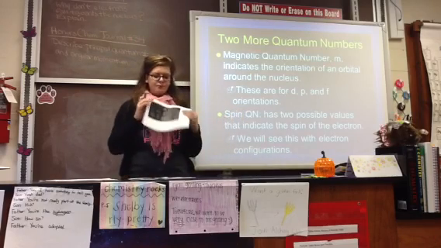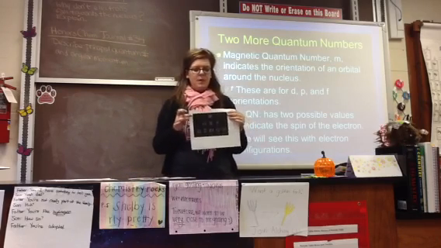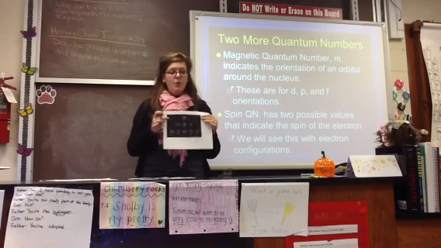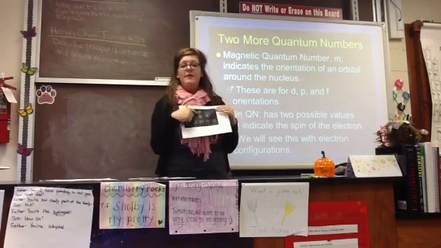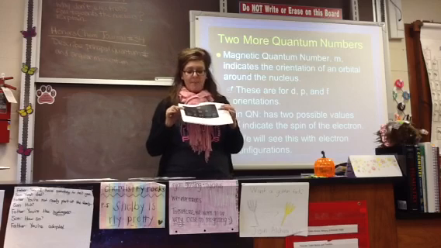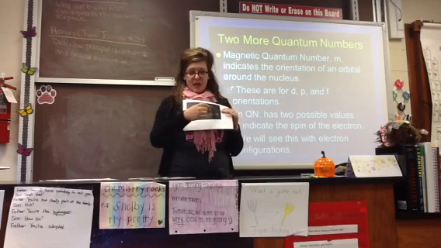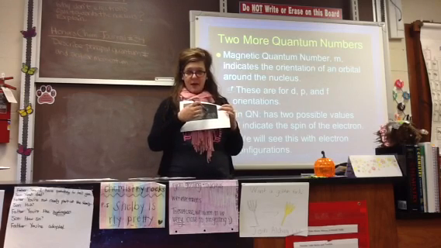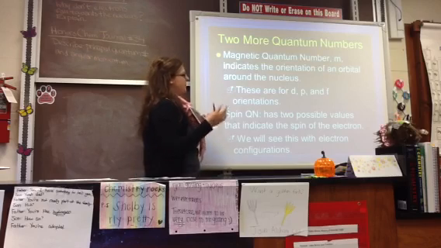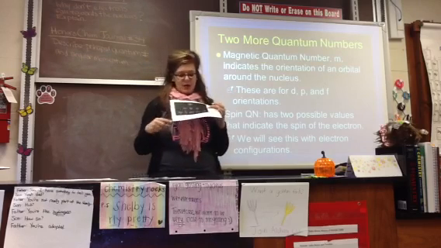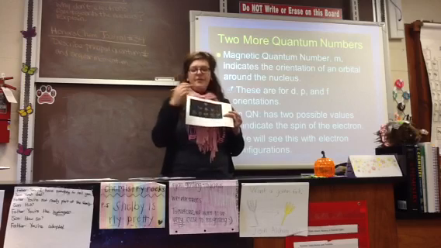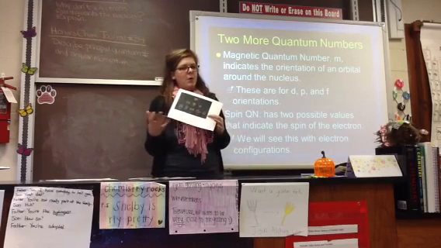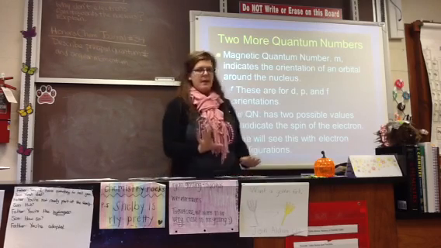So if you look on your paper, you see that S only has one type of orientation because there's only one little shape here on the S. You see that on P, there's 3 different shapes. It could be X, Y, or Z. So that means that it could have 3 different orientations. On D, there's 5 different shapes. That means that you can have 5 different orientations. That's all that means.